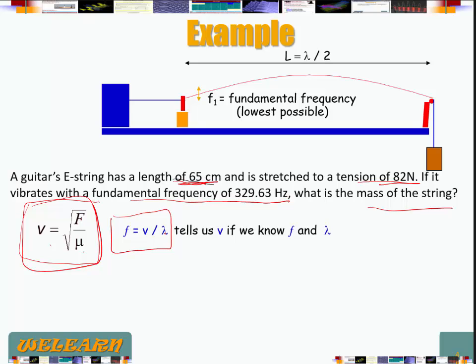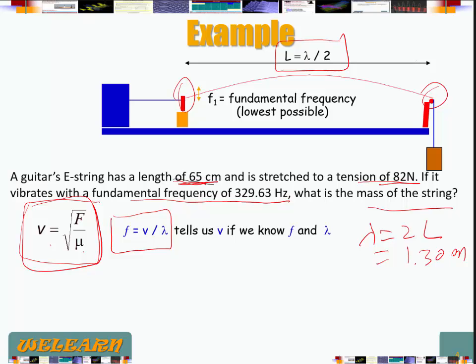Now, we also know that at the fundamental frequency, since the guitar string is fixed at both ends, the length of the string is going to be equal to lambda over 2. So through the length of the string, we should be able to find lambda. So lambda here is equal to twice L, which is in this case twice 65 centimeters. So that's going to be 1.30 meters. That's our wavelength.